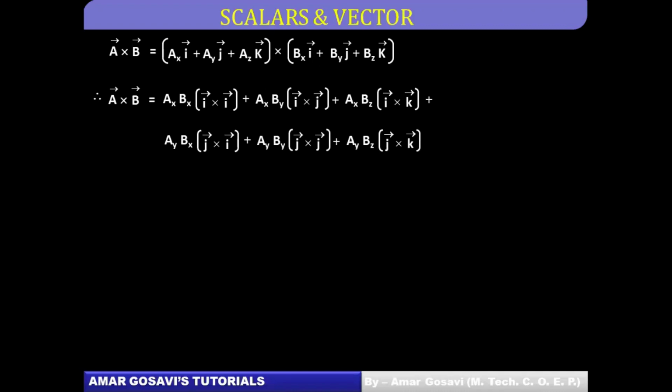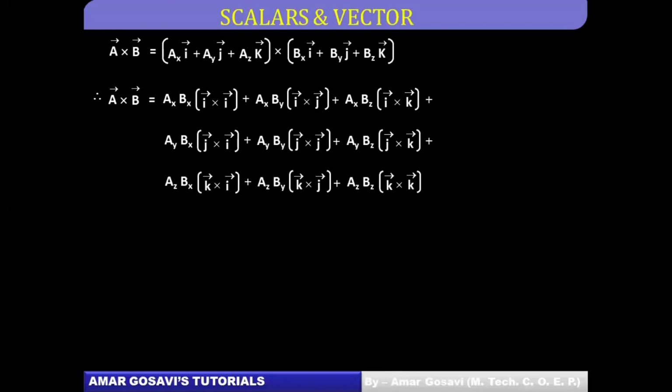Similarly, AZ would be multiplied by the entire bracket of B now. So let's put it. So the next term would be AZ BX. Now what remains in the bracket is K cross I cap, plus the second term would be AZ BY, and then in the bracket it becomes K cross J, plus the third term, the final term, the ninth term in a way, AZ BZ, and obviously what remains in the bracket is K cross K.